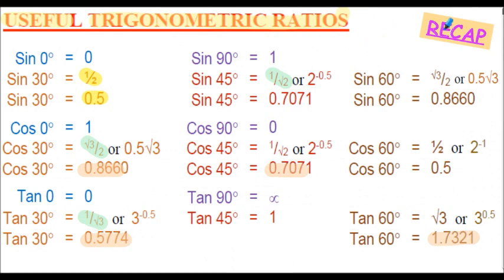Here's a recap slide of some basic trigonometric ratios, often quite convenient for us to refer to, related to the angles of 0, 30, 45, 60 and 90 degrees, in some cases shown in both surd form and decimal form. And of course we can determine these on the scientific calculator.